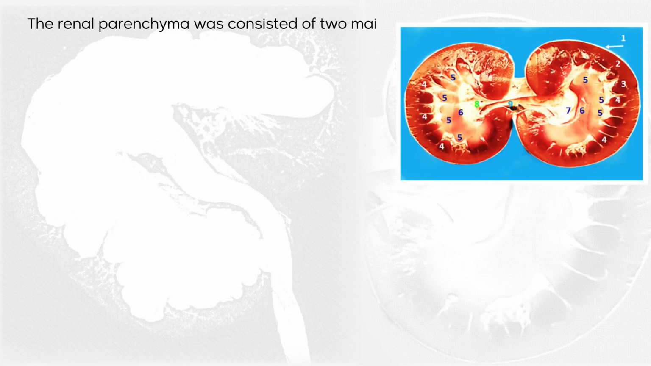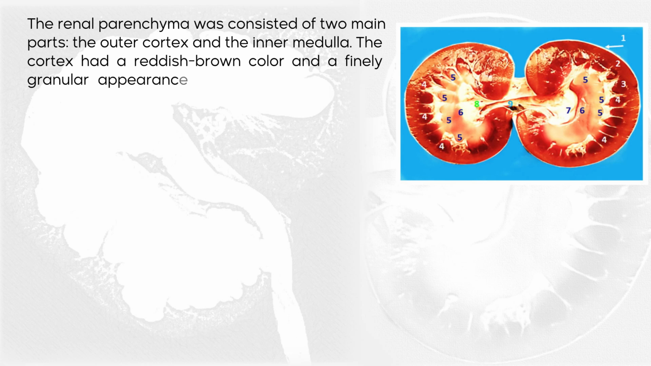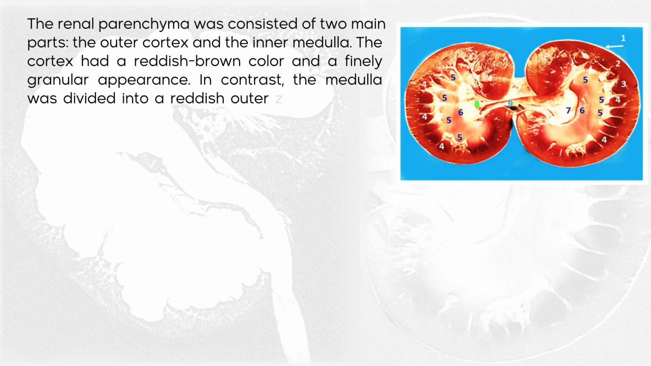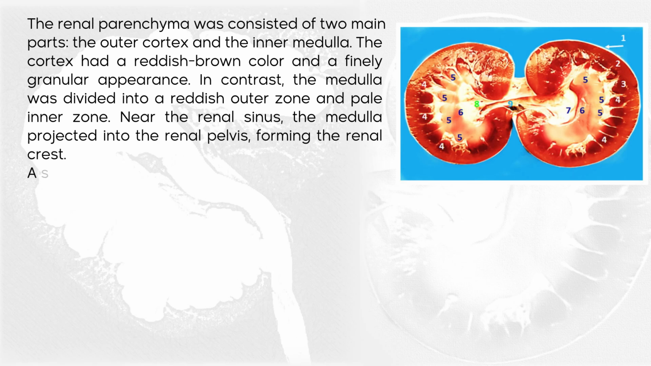The renal parenchyma consisted of two main parts, the outer cortex and the inner medulla. The cortex had a reddish-brown color and a finely granular appearance. In contrast, the medulla was divided into a reddish outer zone and a pale inner zone. Near the renal sinus, the medulla projected into the renal pelvis, forming the renal crest.